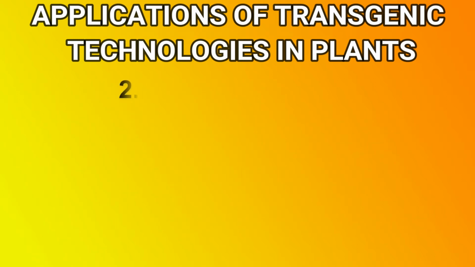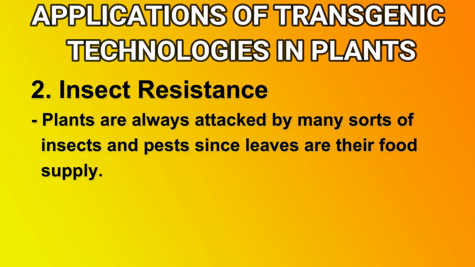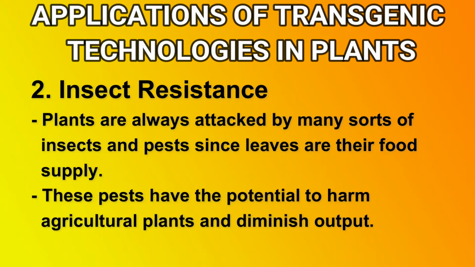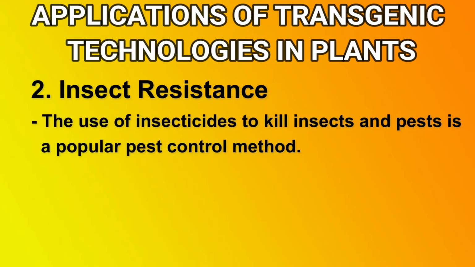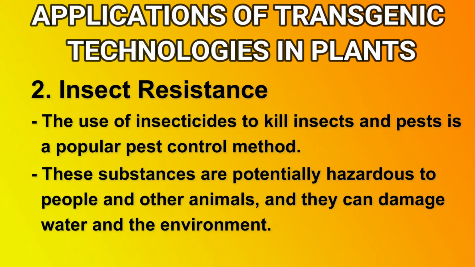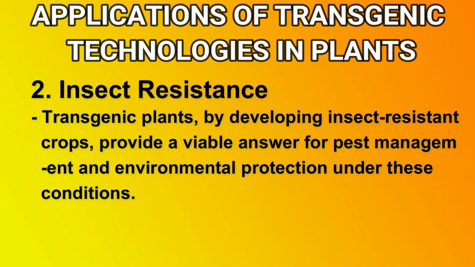canola. Number 2. Insect resistance. Plants are always attacked by many sorts of insects and pests since leaves are their food supply. These pests have the potential to harm agricultural plants and diminish output. The use of insecticides to kill insects and pests is a popular pest control method. These substances are potentially hazardous to people and other animals, and they can damage water and the environment. Transgenic plants, by developing insect-resistant crops, provide a viable answer for pest management and environmental protection under these conditions.